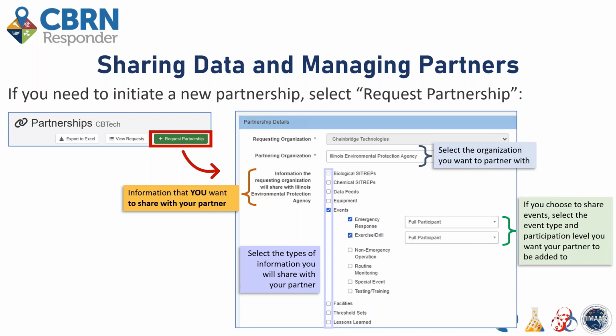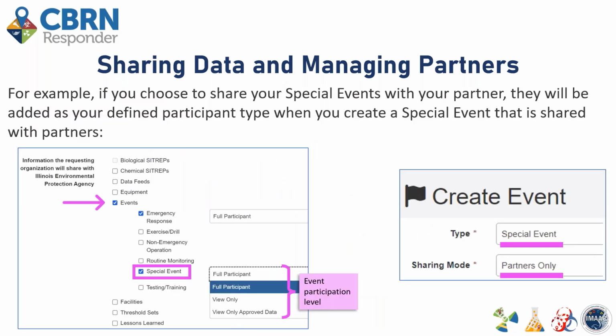If you choose to share events, you'll need to choose the event type and participation level that you want your partner to be added to. So for example, if you choose to share your special events with your partner and they have the full participation level, which you can see in the left-hand screenshot, that means when my organization creates an event with the type special event and the sharing mode partners only, this partner is automatically added to my event and I don't have to worry about going into the event partners page, manually adding them, or manually making sure that everyone who should be on the event is, if you have your partnerships established ahead of time.